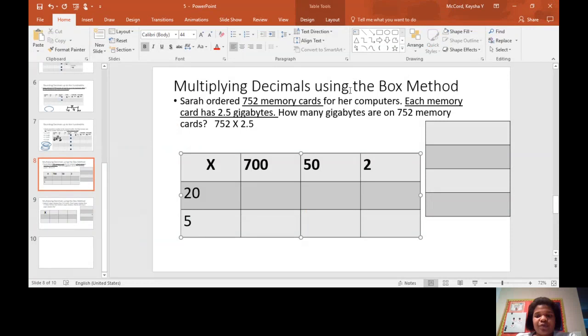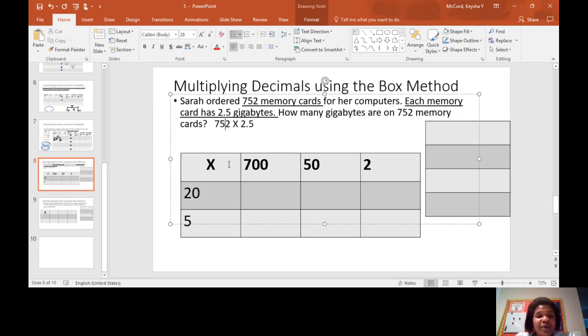So let's look at our first problem. Sarah ordered 752 memory sticks for her computers. Each memory card has 2.5 gigabytes. How many gigabytes are on 752 memory cards? This is a multiplication problem because I know how much is on one memory stick and I want to find out for 752 memory sticks.